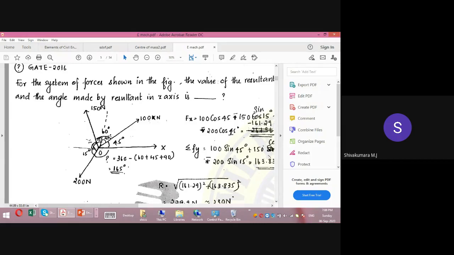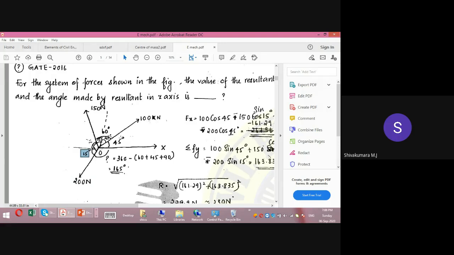So totally how many forces are here? How many number of forces are there? Three. Three number of forces: 100 Newton, 150 Newton, 200 Newton. And the directions are also given: 45 degrees, 60 degrees, and this one is given as 15 degrees. So the remaining thing you need to calculate. The resultant force you will have to calculate.